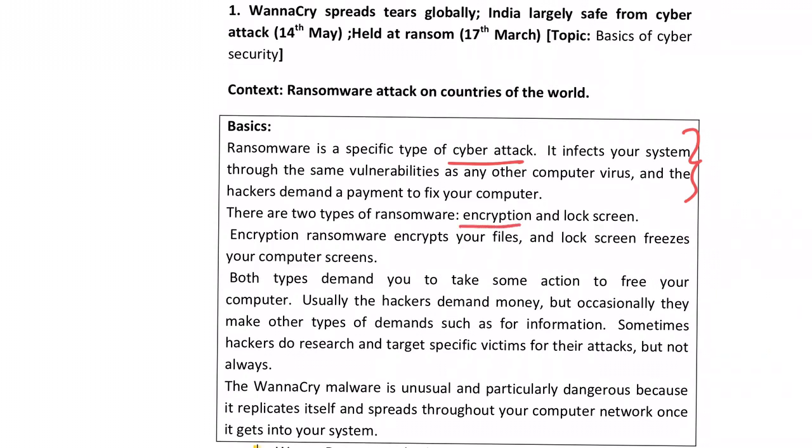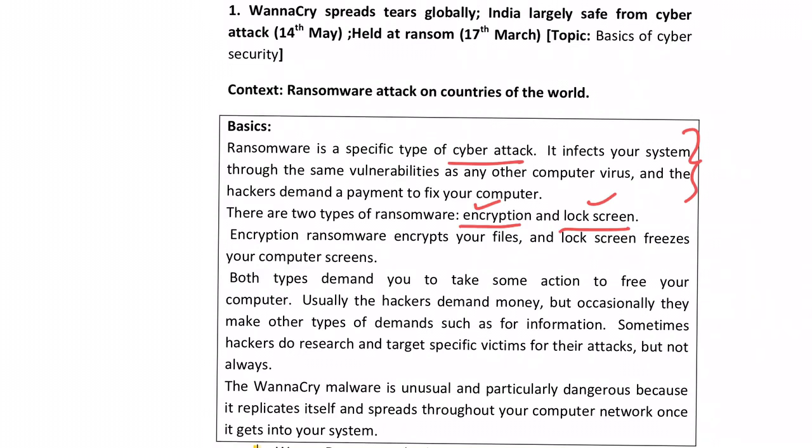So there are 2 types of ransomware. One which encrypts all your files, which makes them not accessible for you. Or the second, they may lock your screen completely, which will not allow you to look at anything. Right? So in both these cases, you have to take some action, and from that, those people will actually earn money.